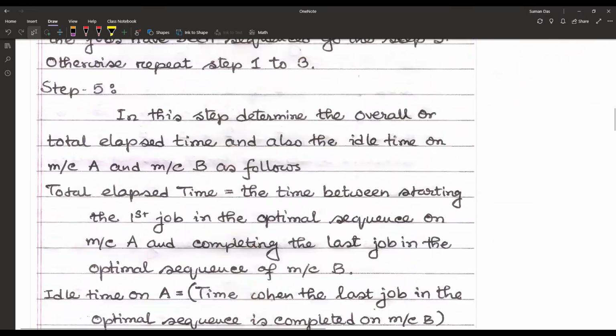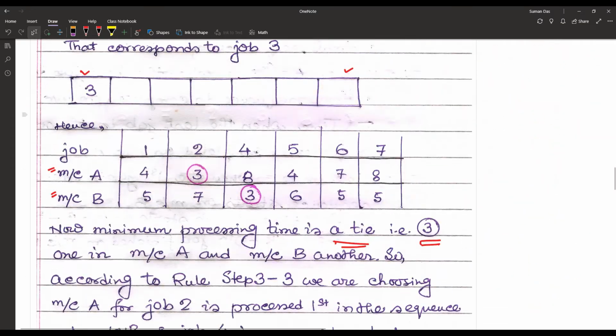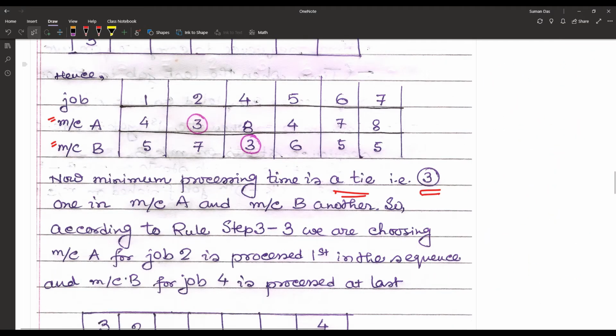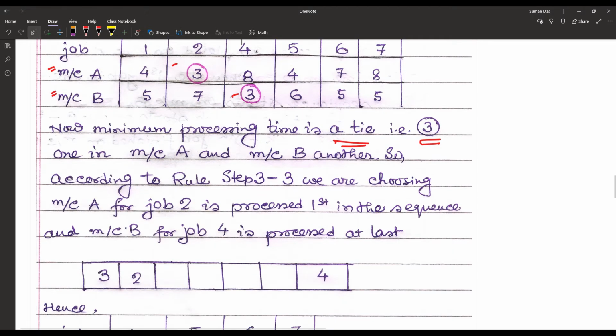Just look at the problem. Here we have the minimum processing time, that is 3, and the first one is for machine A and the second one is for machine B. So we have to choose job 2 at first and job 4 at last. So what is happening here? As for the first one, job 3 has been written in the first of the sequence.